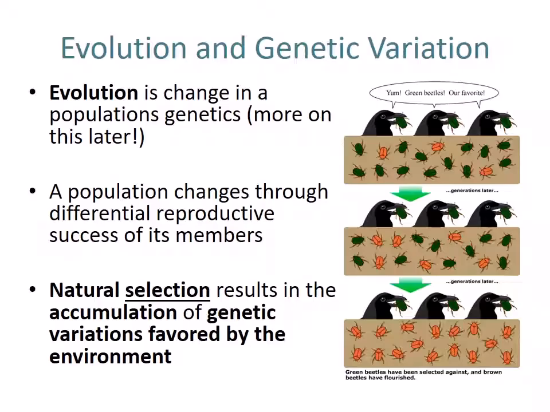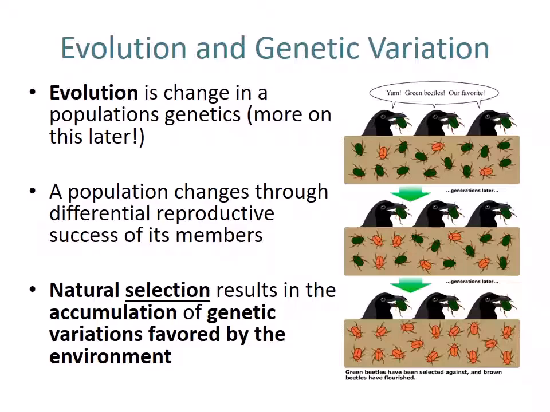So evolution and genetic variation go together. Evolution is just a change in a population's genetics, and we will talk about that more in Unit 5. If this little bit on evolution and genetic variation doesn't clarify everything, I promise we'll get to it later. A population changes through differential reproductive success of its members, or at least that's one way it can change. If we look at this cheesy diagram over here to the right, we've got a selection of crows and beetles, and the crows have an easier time finding the green beetles, or they find them tastier or whatever.